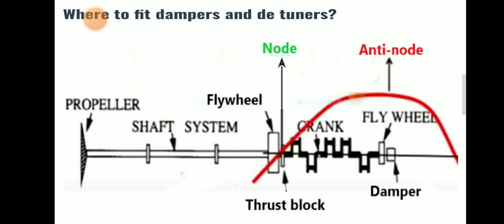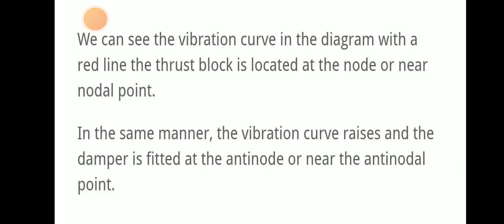Where do we fit the damper and detuner? Let's understand that. We can see the vibration curve in this diagram. Here, the red line shows the thrust block located at the node or near the nodal point, like I mentioned, because the amplitude of vibration should be minimum or zero.